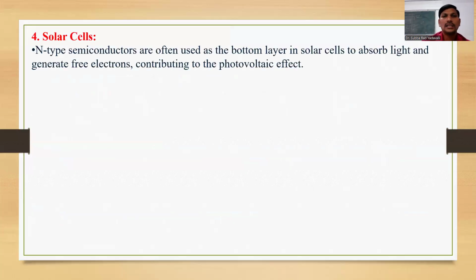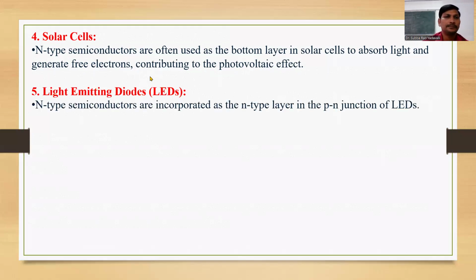Next one is solar cells. N-type semiconductors are also used for the construction of photovoltaic cells for their conduction property. And the next one is light emitting diodes, LEDs. LEDs are materials which convert electrical energy into light energy. For that purpose also we use N-type semiconductors.